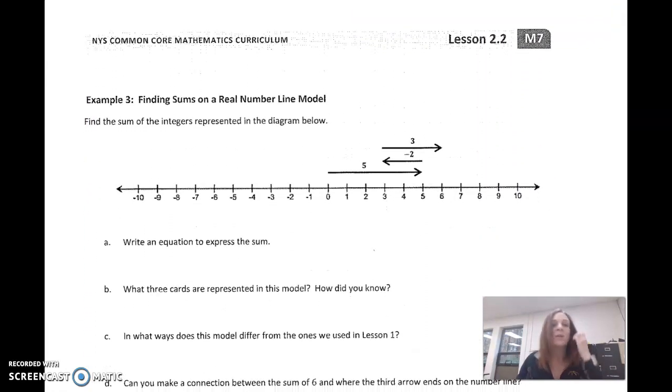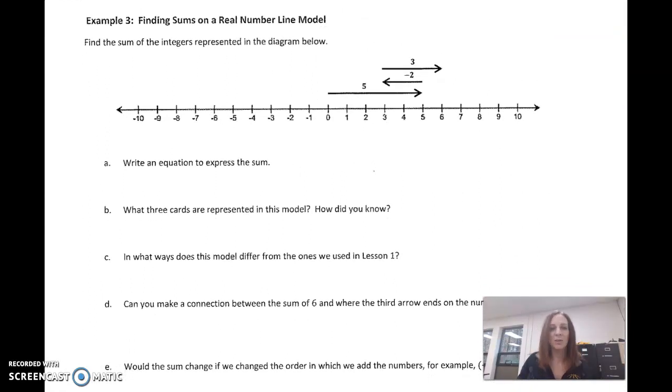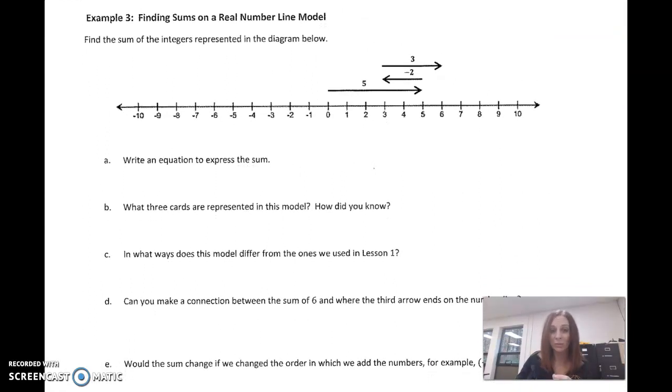So find the sums of integers represented in the diagram below. Now remember, we started at 0 right here. Looks like we are going to the right 5. Then from 5, we're going to the left 2. At 3 then we're going to the right 3. So when it says write an equation to express the sum, we need to write down what I just was talking about here. From 0 to the right is 5, plus, so I'm doing a sum here, I am going to the left 2 units.